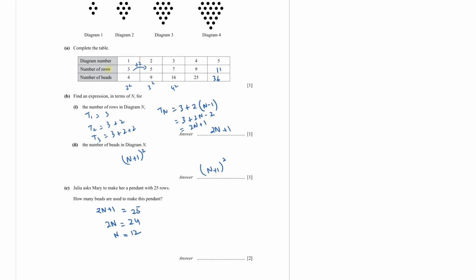So the 12th diagram has how many rows? 25. So how many beads will be there in the 12th diagram? Beads are represented by n plus 1 squared. So you're looking for beads in the 12th diagram. I'll substitute n with 12. So 12 plus 1 squared equals 13 squared, which is 169. So there are 169 beads in that pendant.